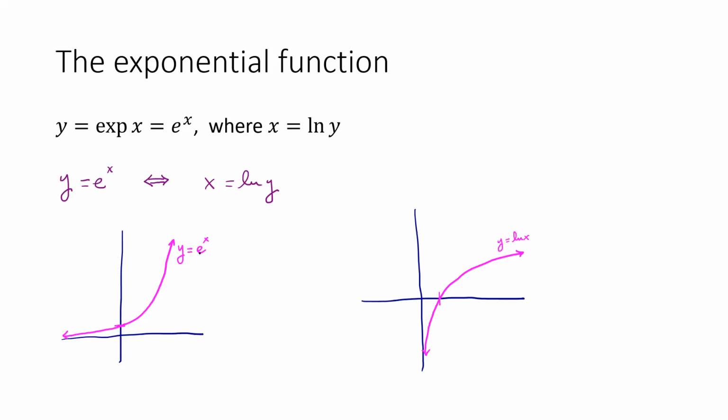So for the graph of e to the x, we notice that the domain is all real numbers, and the range is only positive numbers. Versus here, it's the other way around. Domain is only positive numbers, and the range is all real numbers.